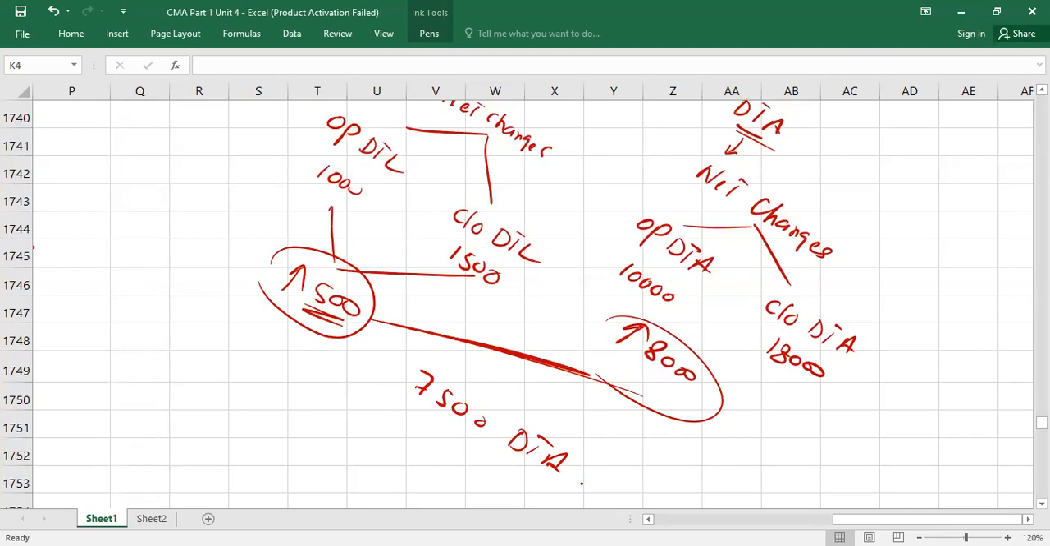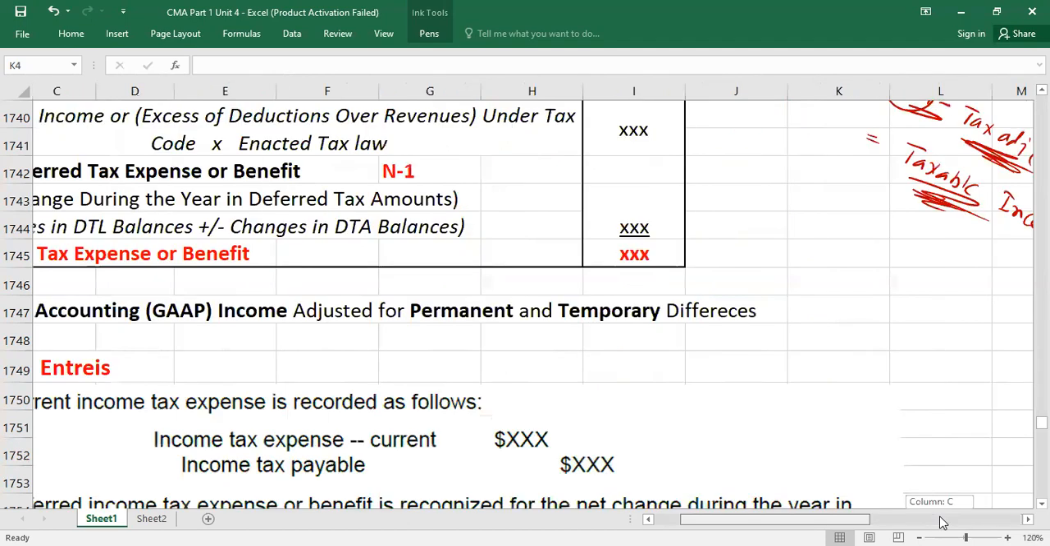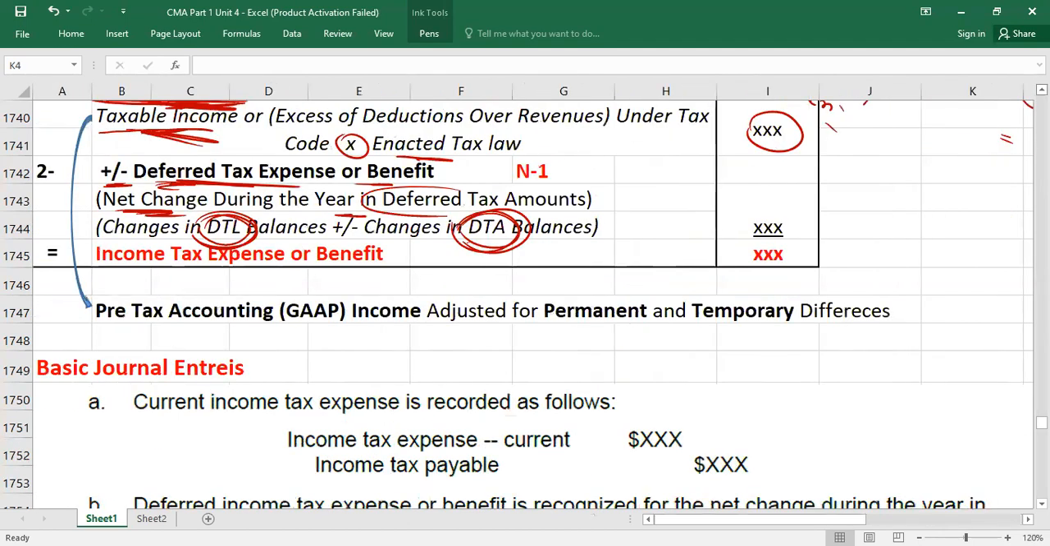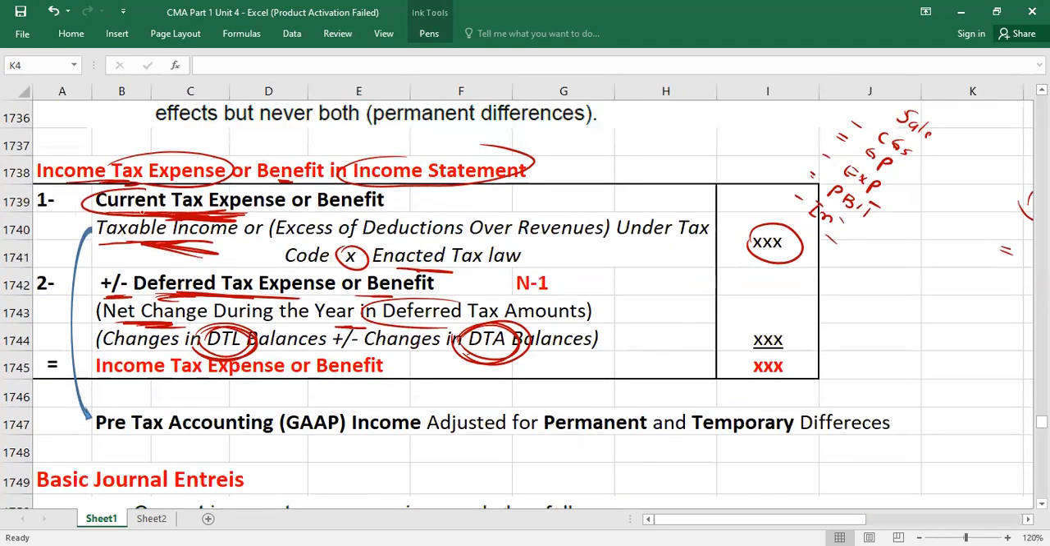Now I'm going to work with the double entries first. What entries are there? Then we will move to the concept side. Understood? What I told you: in current year tax expense, there will be two things. Which two things? Under tax expense, you will have current year tax plus or minus what?